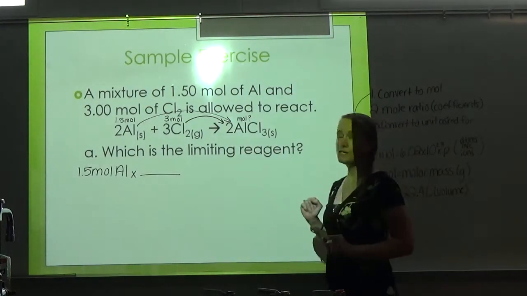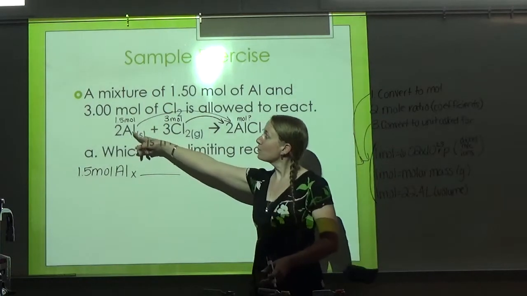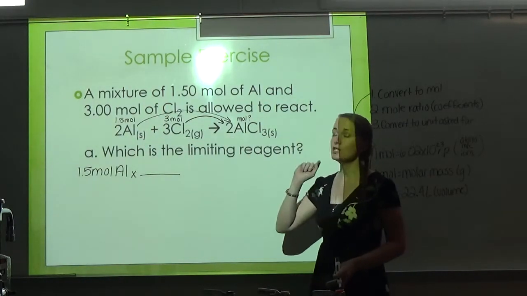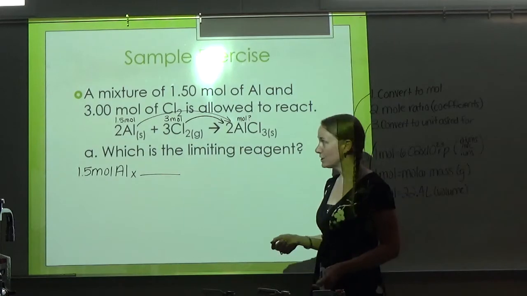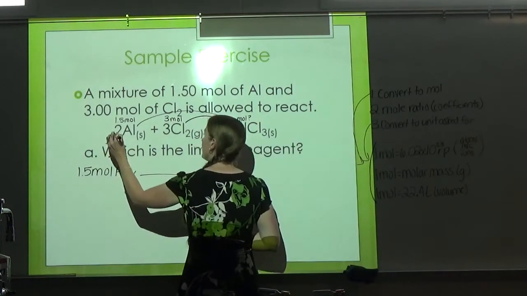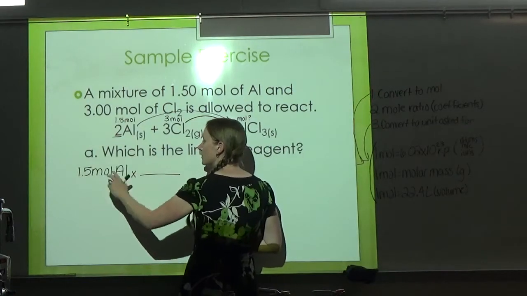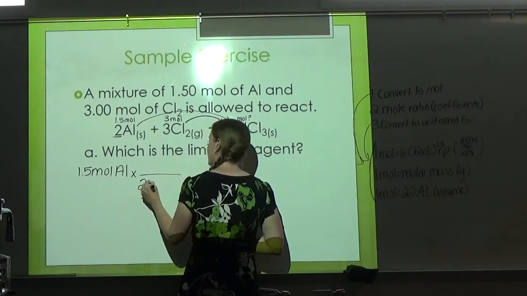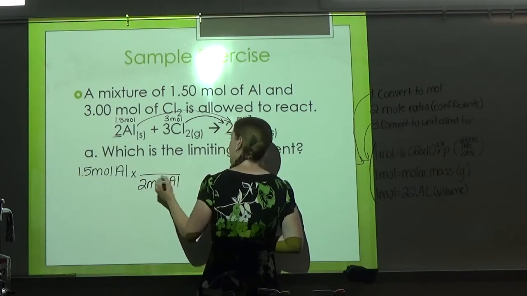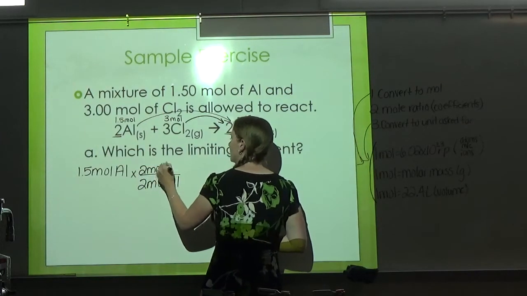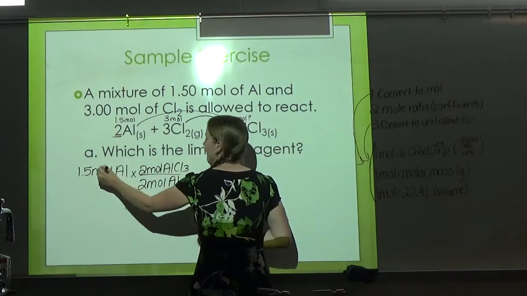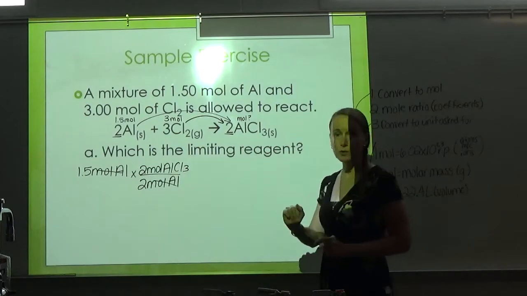Step 2 is mole ratio. Remember, as long as you're going from one substance to another in a reaction, you cannot skip the mole ratio step. So I can see that 2 moles of aluminum makes 2 moles of aluminum chloride. Because moles of aluminum is on top, I'm going to put the 2 moles aluminum on bottom and the 2 moles aluminum chloride on top. So see, now I've switched over to the aluminum chloride.